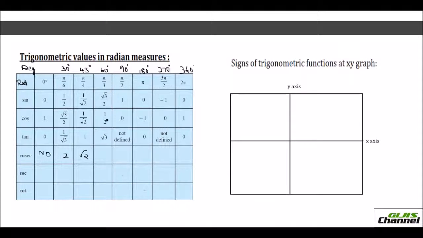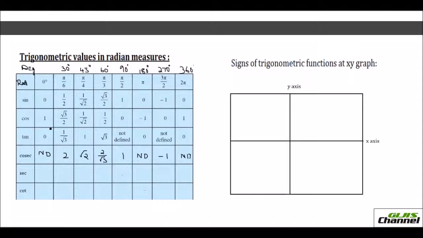And the sine 60 or pi by 3 is root 3 by 2. So here it is 2 over root 3. Understood? This is 1 over 1, right? So that's 1. Here it's 1 over 0, not defined. Here again it is 1 over negative 1, so that's negative 1. Here again it is not defined. So I just filled in. If you know the sine value, doing cosecant is very easy.